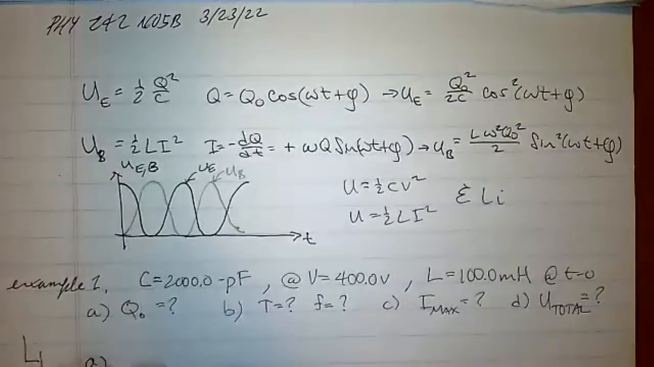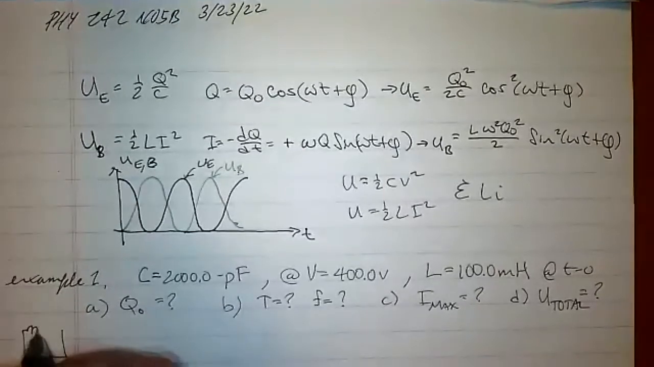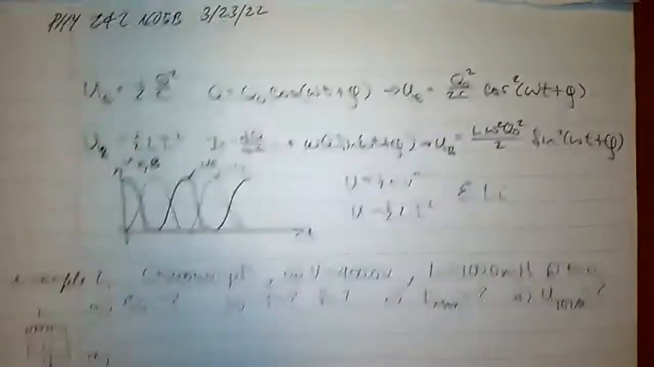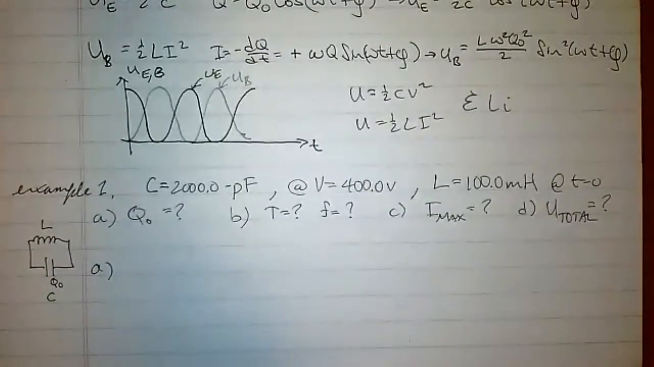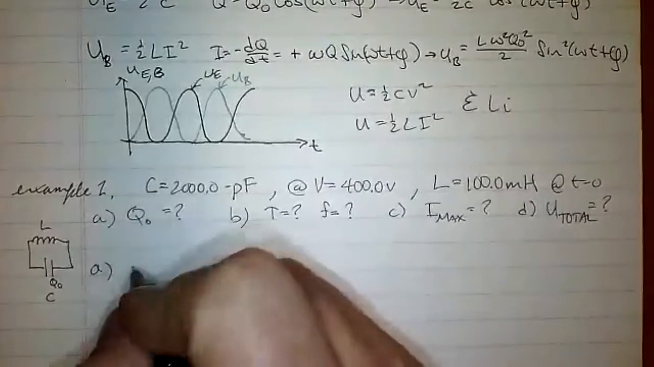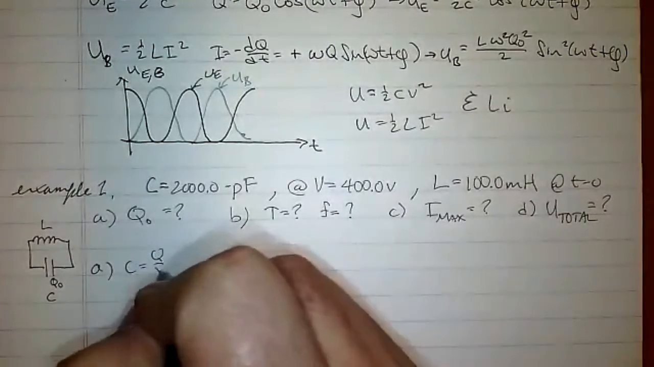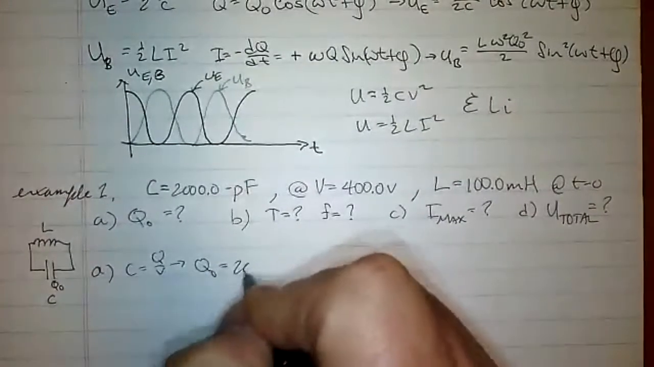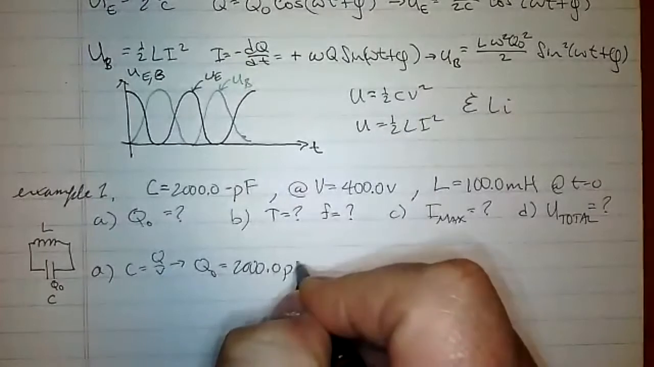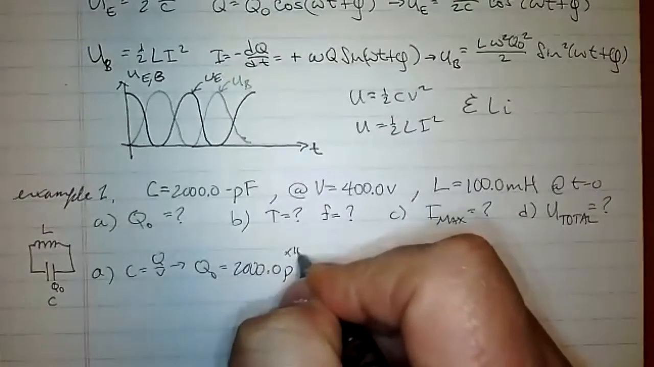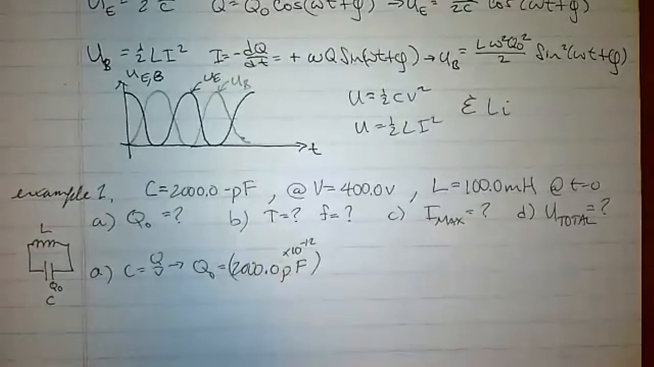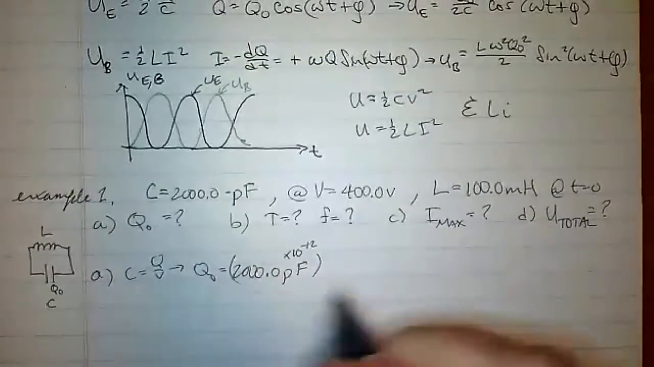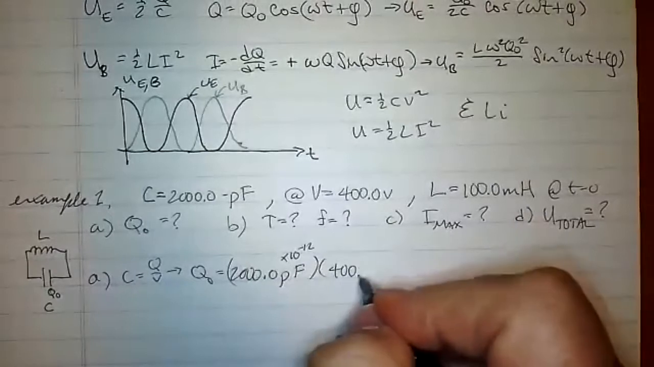Okay. So let's first off start by writing out the solution to A. So our circuit, by the way, is initially this capacitance with a charge Q0 that has been put in series with an inductor of inductance L. So I first want to know A, Q0. Well, according to C equals Q over V, that means Q0 should equal 2000.0 picofarads, which by the way is times 10 to the negative 12th, times the voltage, and the voltage is 400.0 volts.